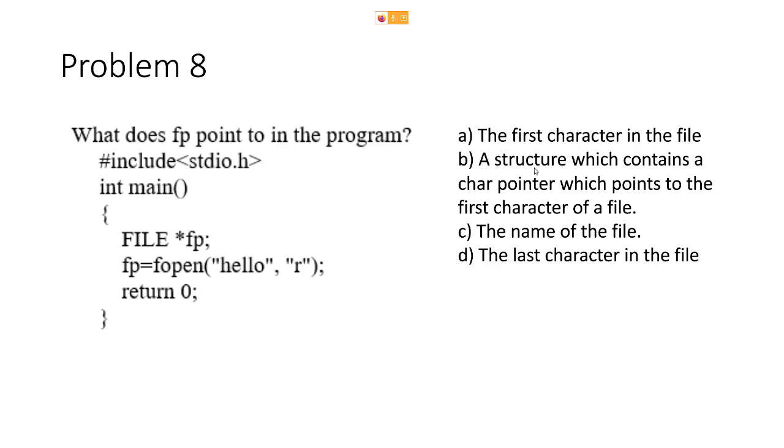Why a structure? Because you need to record a lot of information like the name of the file, the permissions of the file, the location of the read pointer, write pointer in the file, etc. So it's a structure in which one of the members is a character pointer which points to the first character of the file. So option B is correct here.